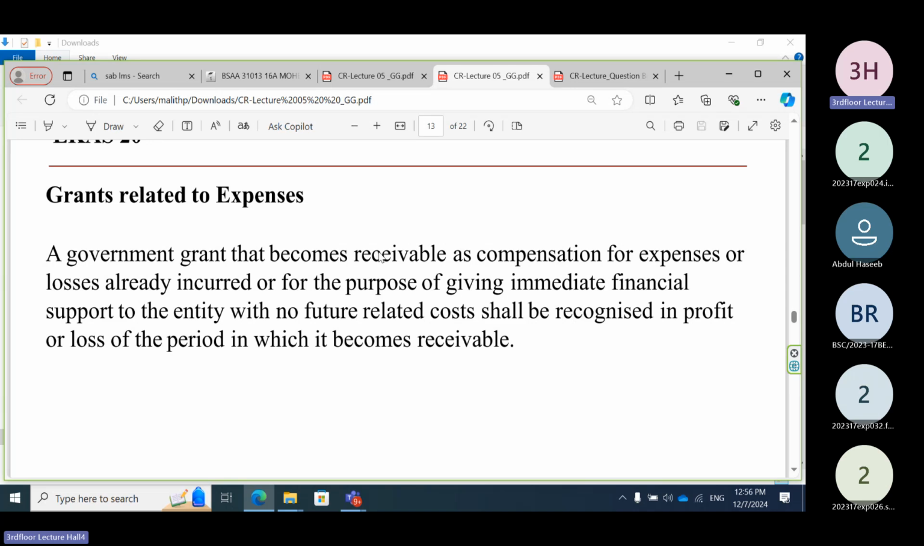Not related to expense. I hope this is clear. So in the exam, you may have different options. The given question can include maybe a grant related to land, or a cash benefit, or a concessionary rate loan, or a type of expense. We have to decide what the exact accounting treatment is.